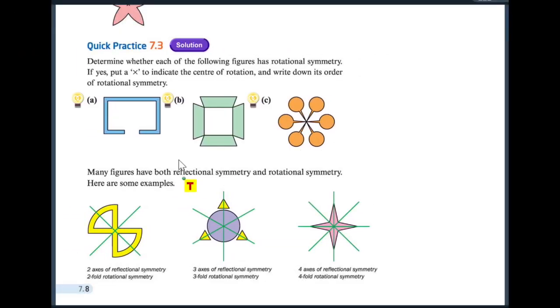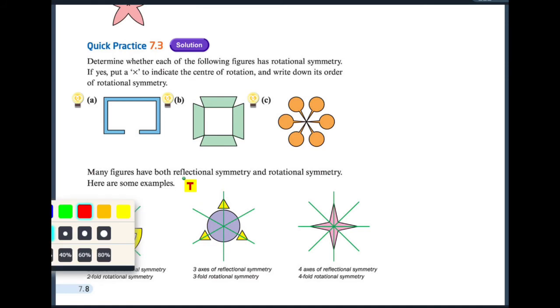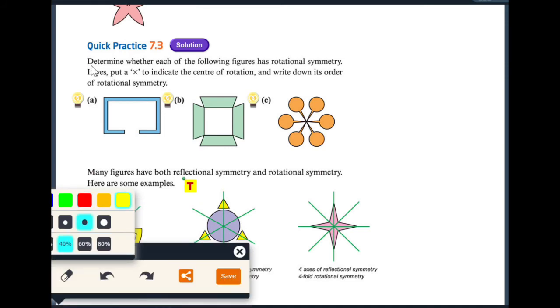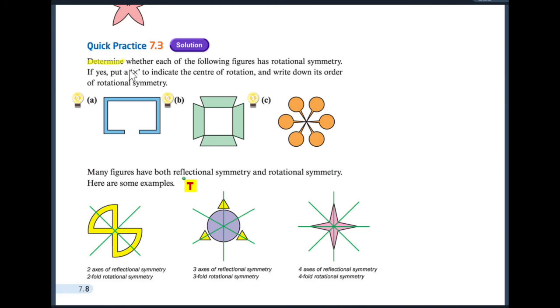Practice 7.3. Also have a look at the question to tackle some keywords first. This time, you have to determine whether each of the following has rotational symmetry. Also, you need to say yes or no. If you found that is yes, you will have 2 things to do. Put a cross to indicate the center of rotation. And then next, write down its order of rotational symmetry. That means the number of times it repeats in 1 complete revolution.